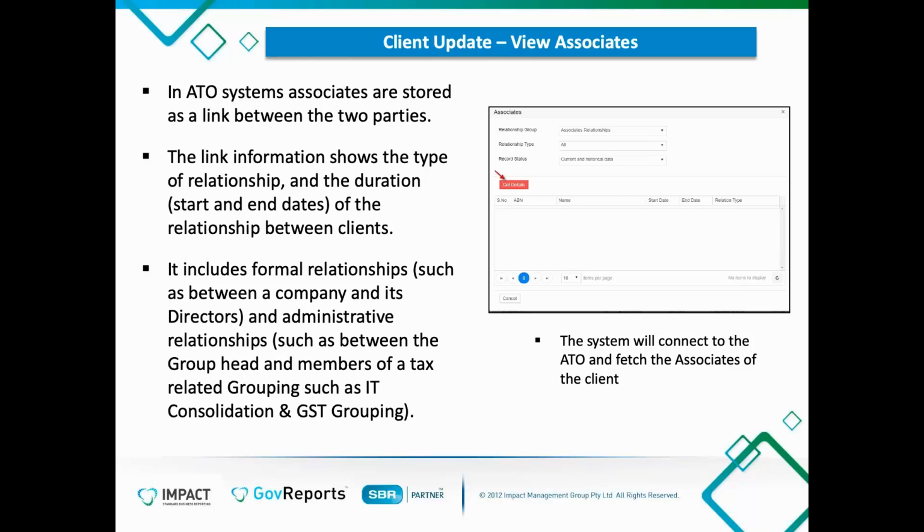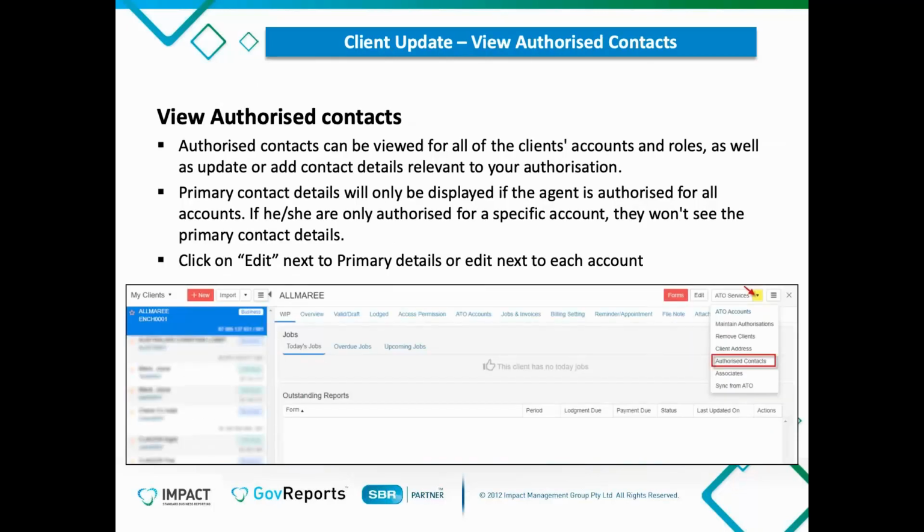And again, when you open it up first, the system will fetch what the ATO already has. Then you're able to add any relationships if you have that information that the ATO doesn't have yet, because of grouping or something like that. And we have authorised contacts, again, as part of the ATO services. So if you want to change a client's authorised contact, update that information, you're able to do that with your relevant authorisation.